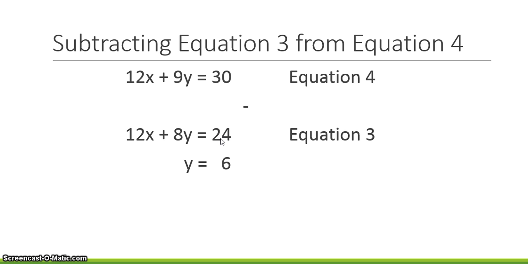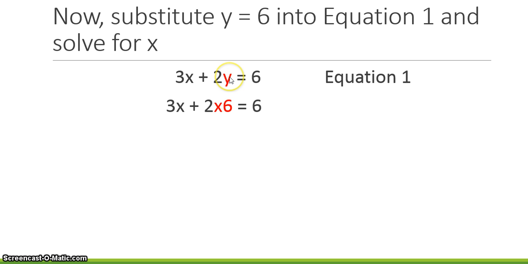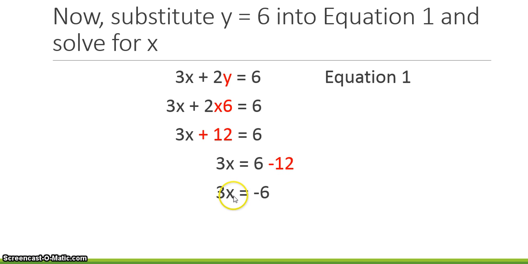So now that I have y, I can substitute it into equation 1 and solve for x. Here is equation 1 again, but for y here, I'm going to put in the value 6. 3x plus 2 times 6 is equal to 12. 2 times 6 is 12, and when I take 12 to the other side of the equals, I will get minus 12. 6 minus 12 gives me negative 6. If 3x is equal to negative 6, then x must be equal to negative 2.